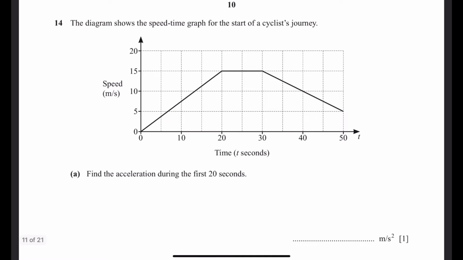The diagram shows the speed-time graph for the start of a cyclist's journey. Find the acceleration during the first 20 seconds. This is the first 20 seconds. So to find our acceleration, this is rise, and this is run. So we can use the gradient of this line. This side is 15 and this is 20. So 15 by 20.